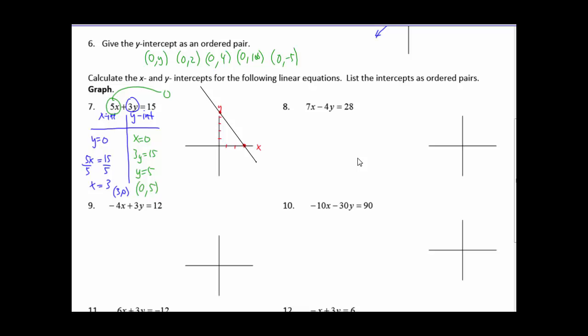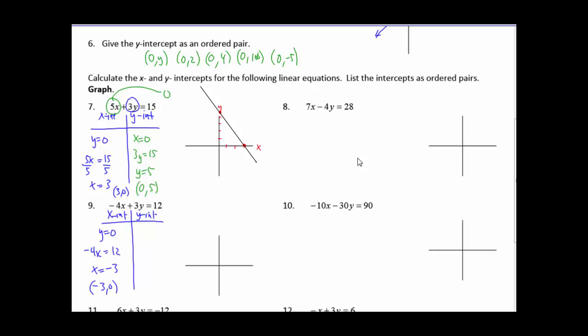Number 9. So over here again, this is our x-intercept. This is our y-intercept. So for our x-intercept, y is 0. If y goes in for 0, then that 3y becomes 0. So we're left with negative 4x equals 12. If you divide by negative 4, we get x equals negative 3. So our point is negative 3, 0.